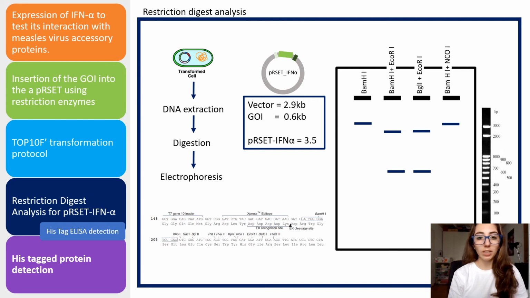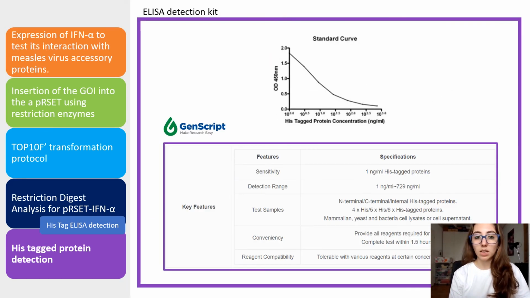Alternatively, his-tag ELISA detection could be used to detect the presence of protein, but that will rather be used for testing the interaction of interferon alpha with the virus proteins. As I was saying, the his-tag is widely applied for recombinant protein expression and binding assays to detect protein-protein interactions. The his-tag ELISA detection kit provided by GenScript will then help detect expression conditions and semi-quantitation of this his-tag protein, in this case, interferon alpha.